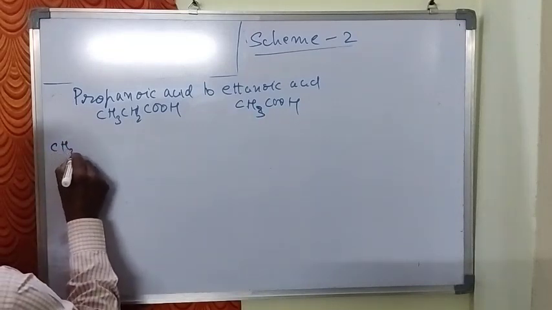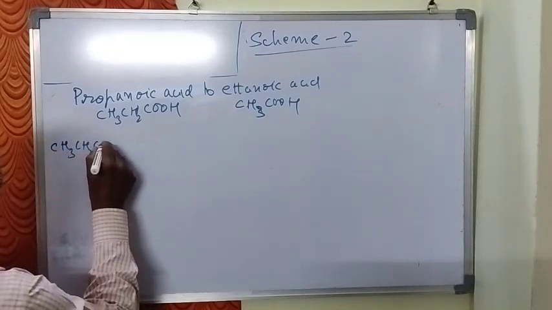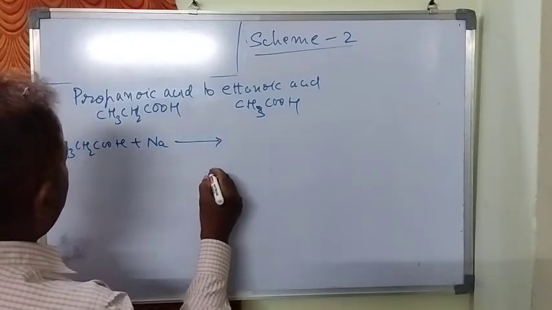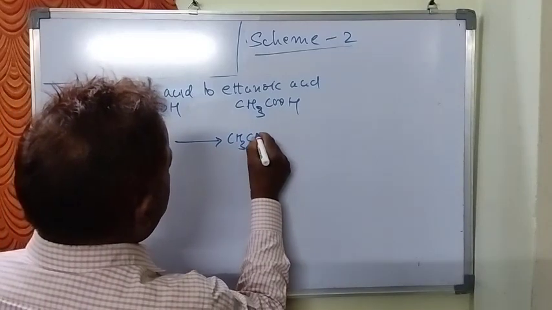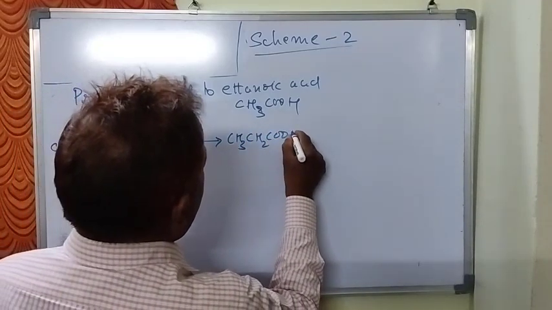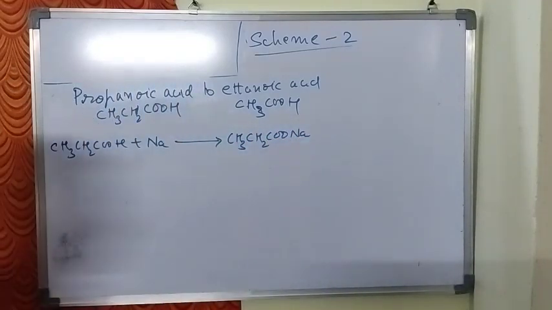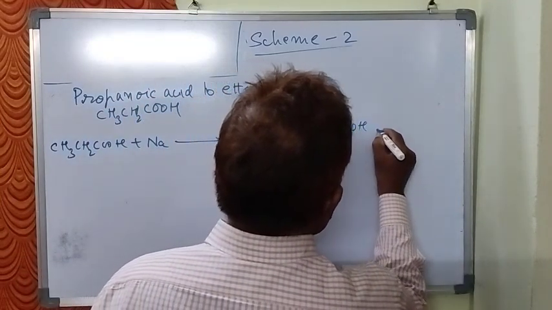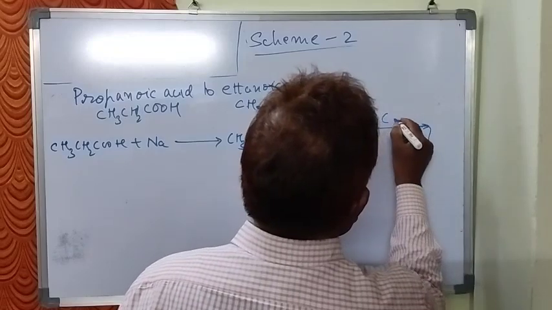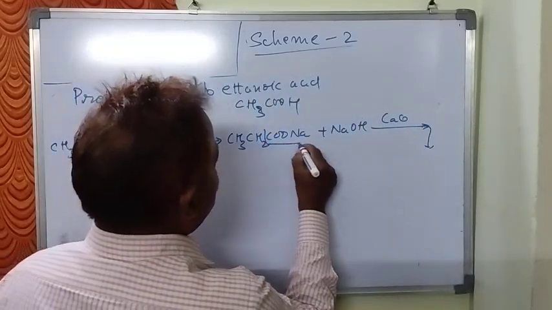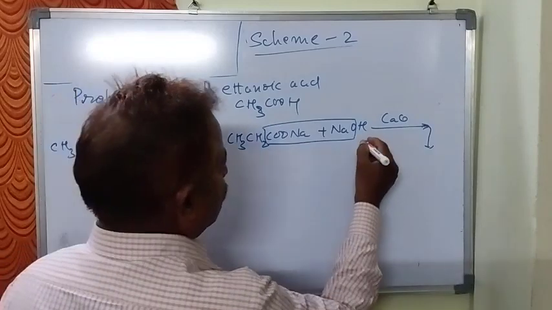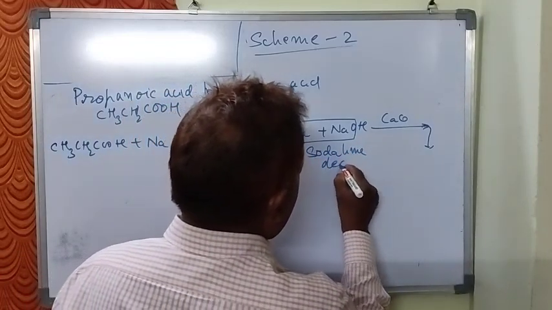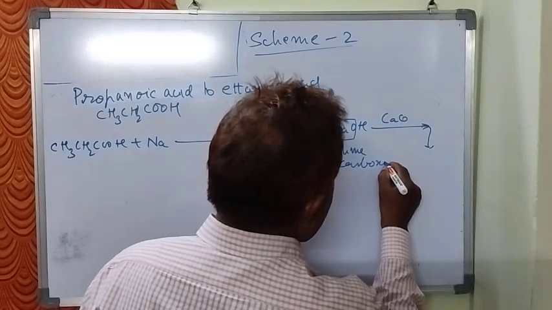So, CH3CH2COOH reacts with sodium. Therefore, what do we get? CH3CH2COONa. Now, this is made to react with soda lime, NaOH in the presence of calcium oxide. Then what happens? We remove carbon dioxide. This is soda lime decarboxylation.